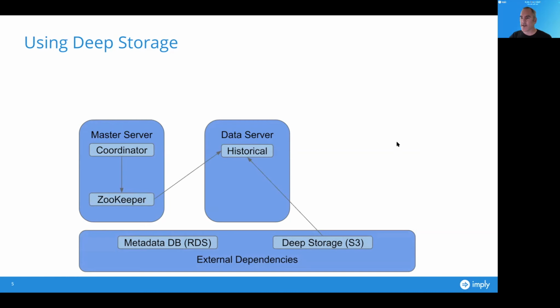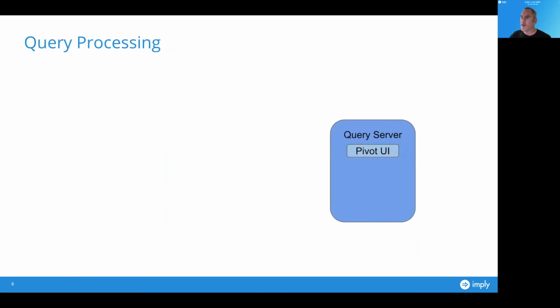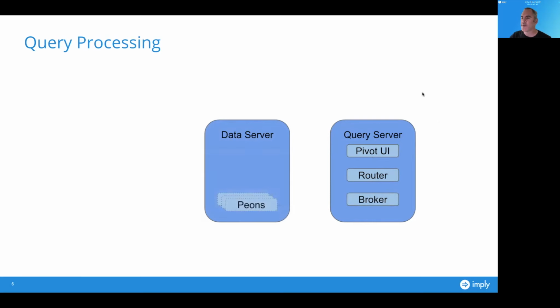So for our next example, we'll have a look at the query flow and the processes involved. In the example of executing a query on the Imply Pivot UI, Pivot sends a query to the router, which passes the query to a broker. The broker has an understanding of where the data lives and executes subqueries to gather all relevant information.